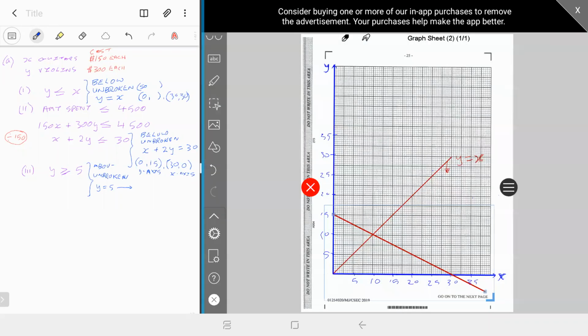So those are my two lines so far. Let's make this one a little thicker too.